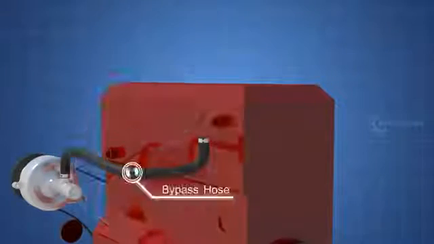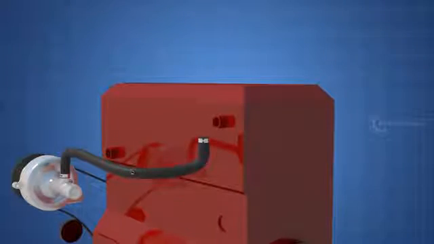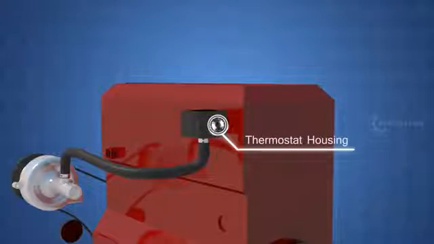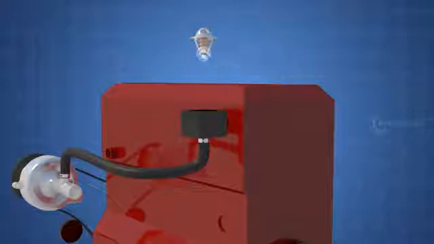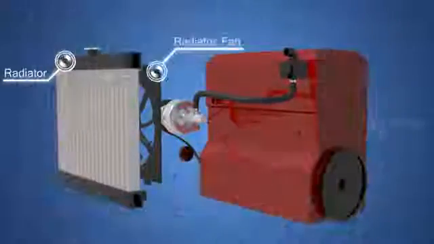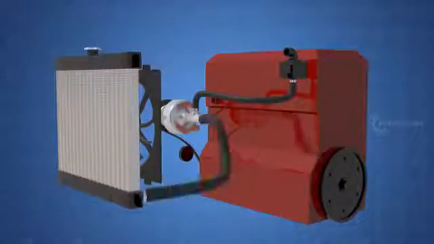Now let's see the connections. The thermostat bypass hose. The thermostat housing. Inside the thermostat. The radiator, and the radiator fan. The lower radiator hose.